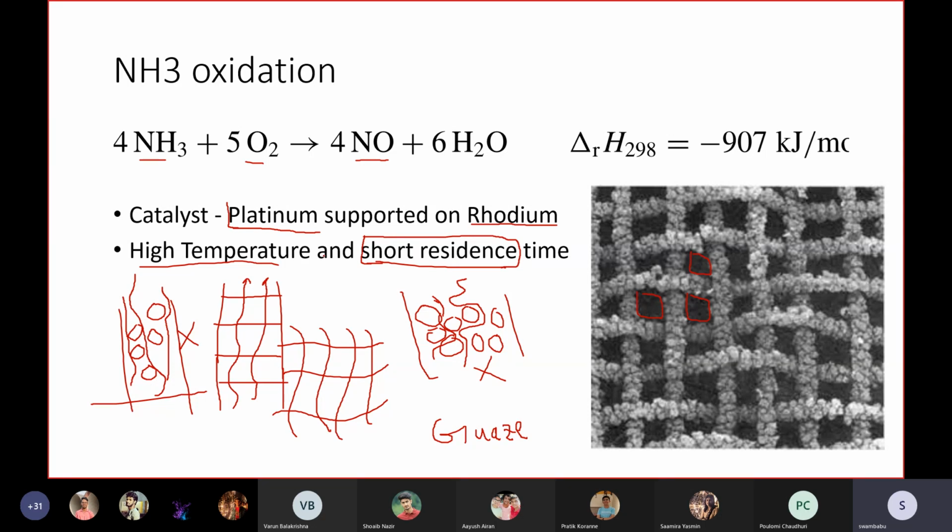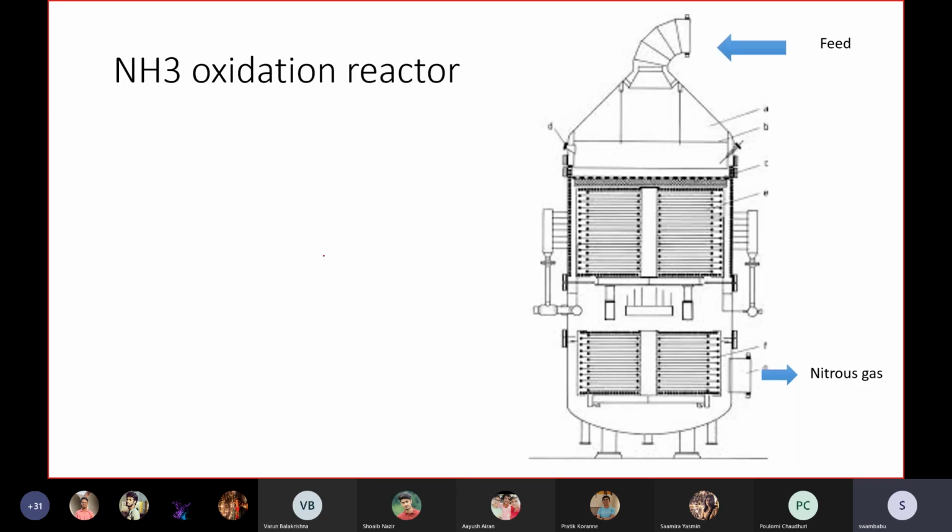So that is the important feature of this ammonia oxidation reactor. One of the important features of the ammonia oxidation reactor is that the catalyst platinum is coated on rhodium and made into wires, and the wires are converted into a mesh, and those meshes are used like a tray. So this is what the typical ammonia oxidation reactor looks like.